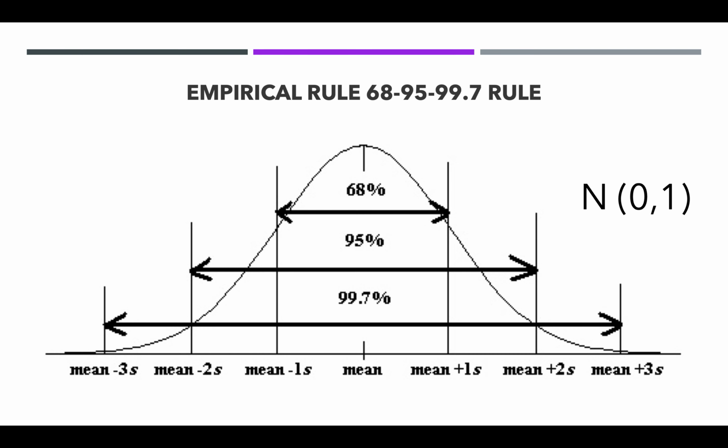All right, so we use the empirical rule to find out the spread, how far away a certain interval is from the mean. So the mean is always going to be 0 and the standard deviation is always going to be 1 when we're using the empirical rule. So for this example, 68% of values fall within 1 standard deviation of the mean in either direction. 95% of the values fall within 2 standard deviations of the mean in either direction. And finally, 99.7% of values fall within 3 standard deviations of the mean in either direction.